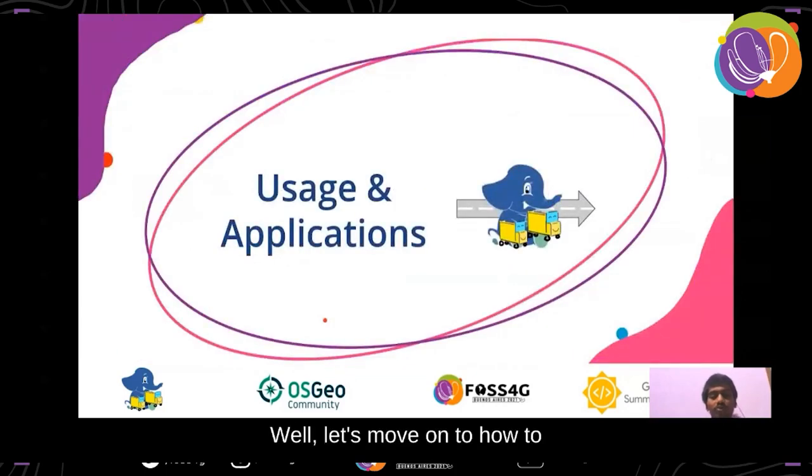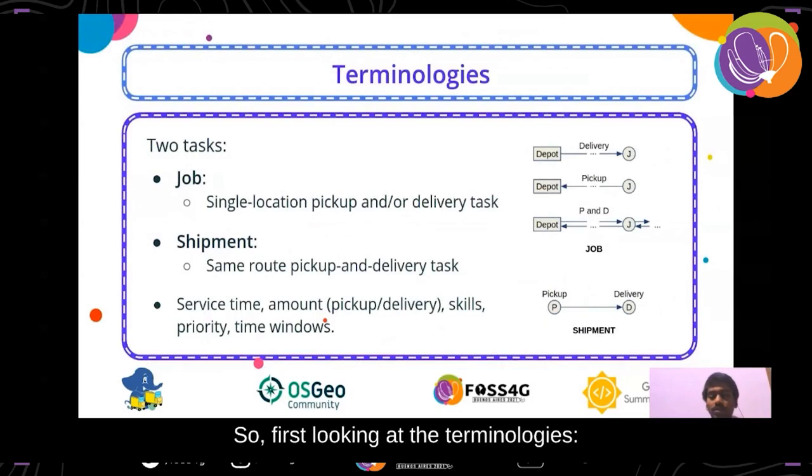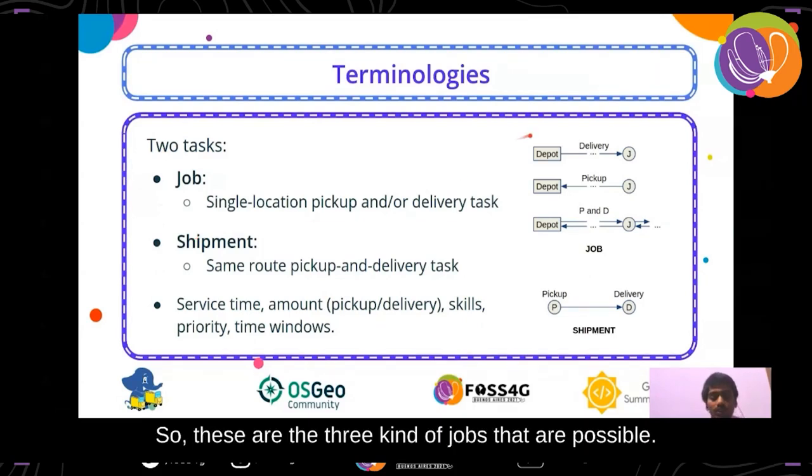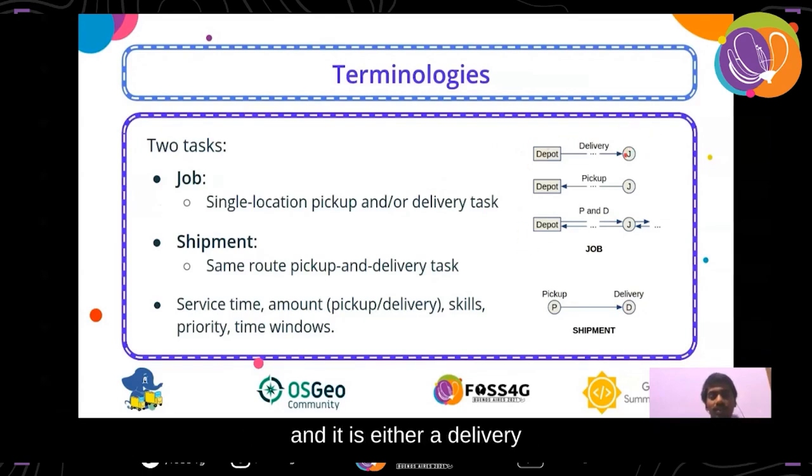Well, let's move on to how to use the functions. So first, looking at the terminologies. There are two types of tasks, the jobs and the shipments. Jobs are single location pickup and/or delivery tasks. These are the three kinds of jobs that are possible. They need to be a single location and it is either a delivery, in which case the depot will be the pickup and the job will be the delivery location. Or the job can be only a pickup job, so it needs to be delivered to the depot. And it can be both pickup and delivery job at the same location. And then we have shipments.